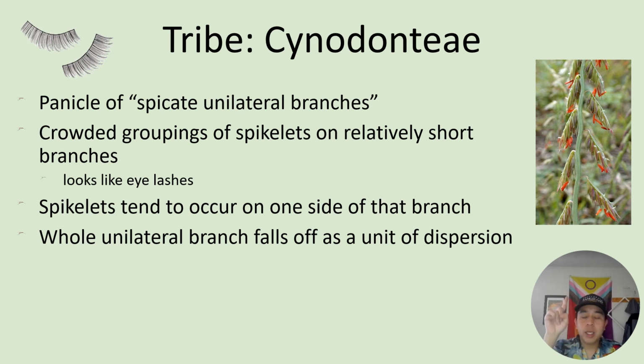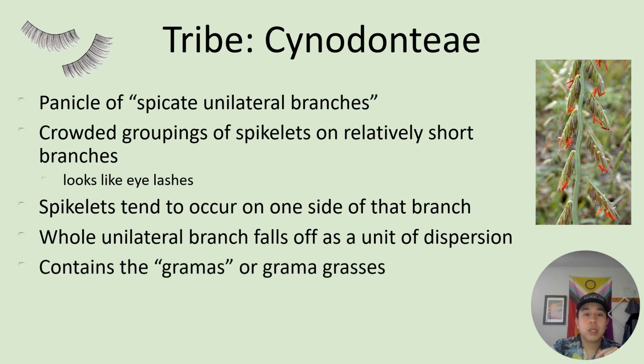So right above me in this photo, you can see those spicate unilateral branches that are panicled off of the main inflorescence. And those spicate unilateral branches essentially all fall off on that grouped basis as a unit of dispersion. Some important species we're going to be thinking about in Cynodonteae are going to be the grama grasses, especially blue and black grama.